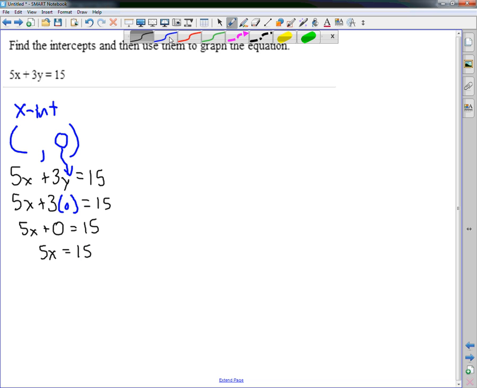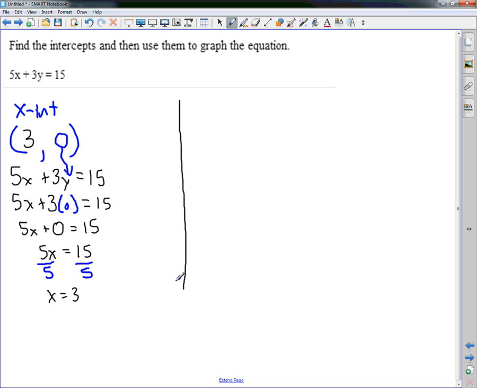To get x by itself, we're going to divide by 5, since we have multiplication, and that gives me an x value of 3. So we have an x value of 3. This is going to be one of the points we use to graph our linear equation. Let's go ahead and find the y-intercept.